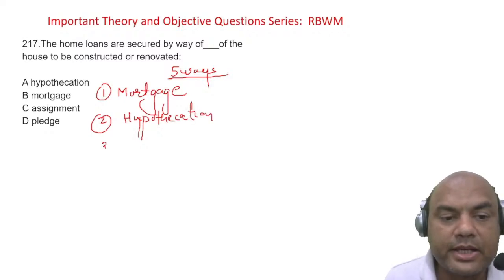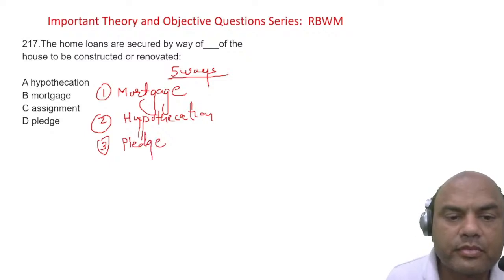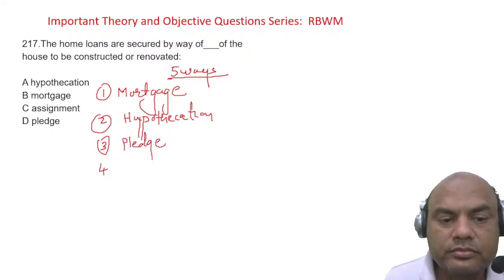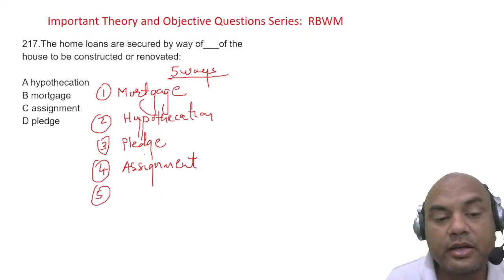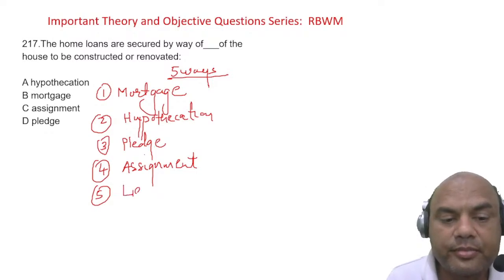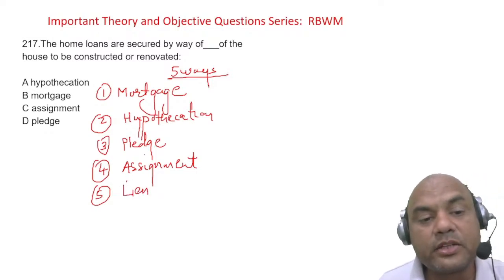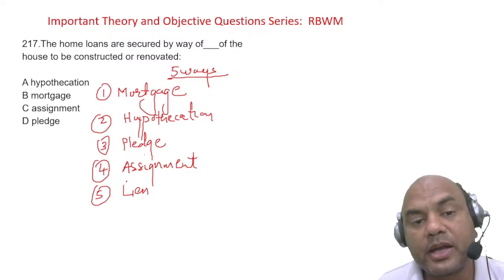Third one is pledge. Fourth one, assignment. Fifth one, last one. Okay, it is lien. So these are the 5 ways of creating the charge.